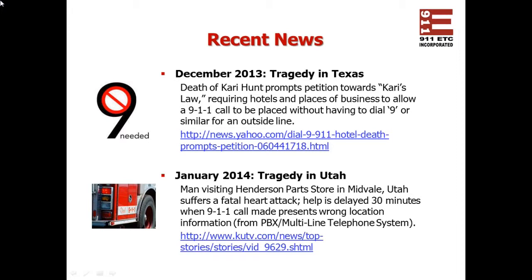If you have multiple addresses or multiple buildings, and they dial 911 and collapse and can't speak any longer, they're going to show up at what's on their screen, which is generally the main billing address.